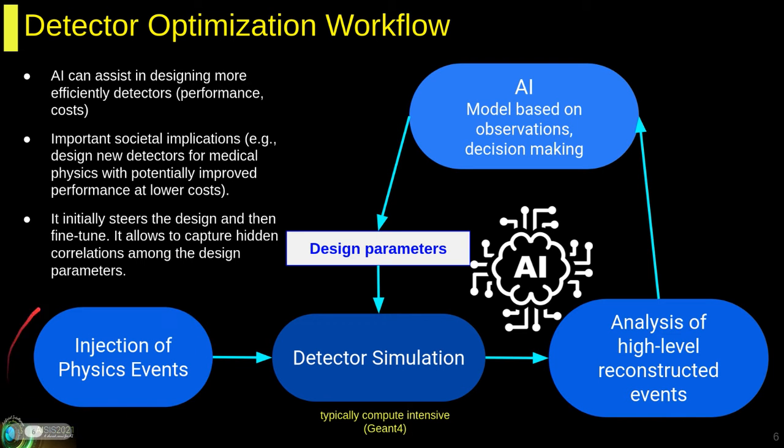So the scheme is as follows. We inject some physics events, then simulate the detector response corresponding to the physics event and analyze the result of the simulation. Say the resolution and reconstruction efficiency are the ones that get analyzed. Then using this information, AI can suggest the next interesting design point to explore, and we continue this loop till optimal solutions are reached.